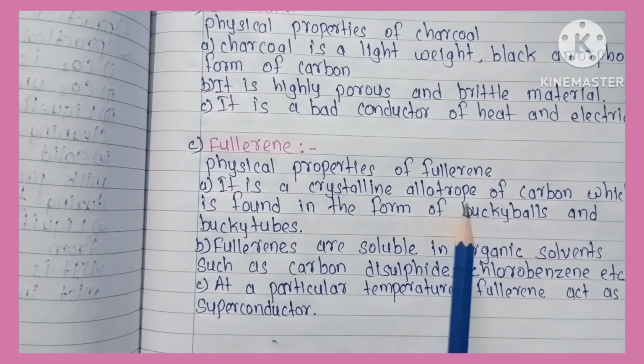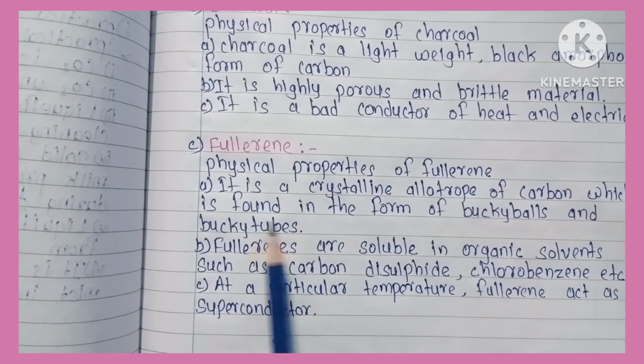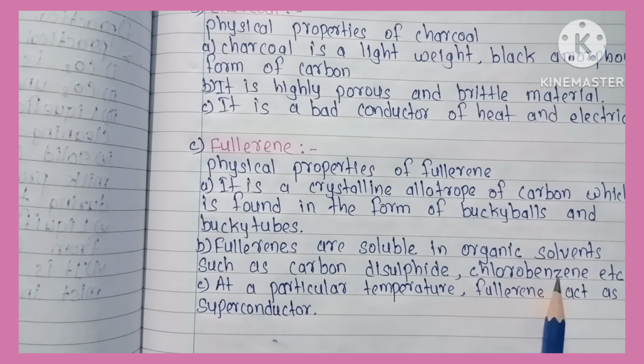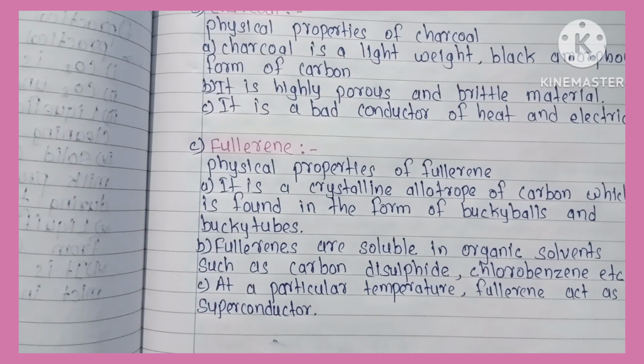It is a crystalline allotrope of carbon which is found in the form of buckyballs and bucky tubes. Fullerenes are soluble in organic solvents such as carbon disulfide, chlorobenzene, etc. At a particular temperature, fullerenes act as a superconductor.